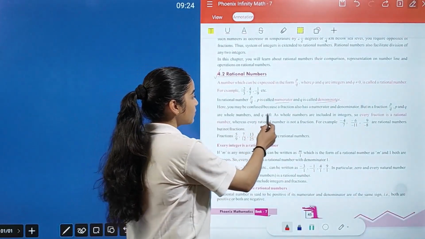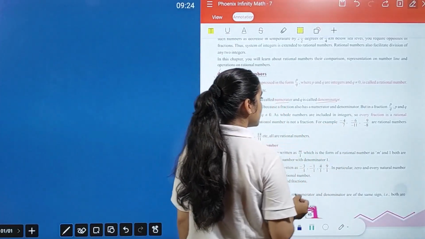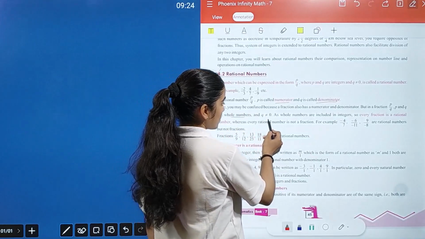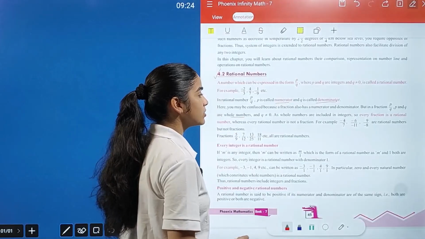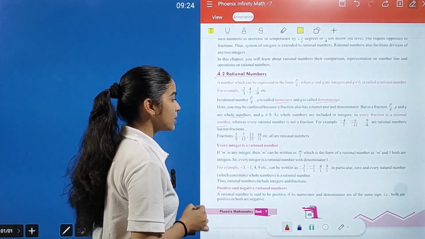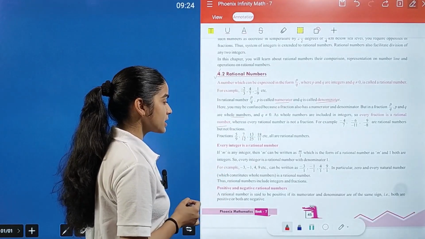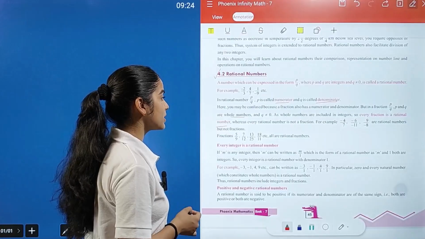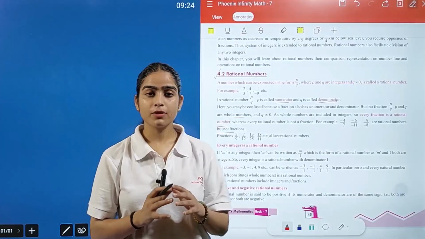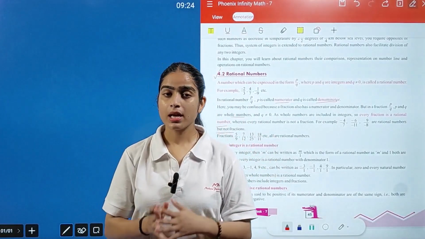Here you may be confused because a fraction also has a numerator and denominator. But in a fraction p by q, p and q are whole numbers and q is not equal to 0. As whole numbers are included in integers, every fraction is a rational number, whereas every rational number is not a fraction. For example, minus 4 by 5, minus 6 by minus 11 and 9 by minus 8 are rational numbers but not fractions.